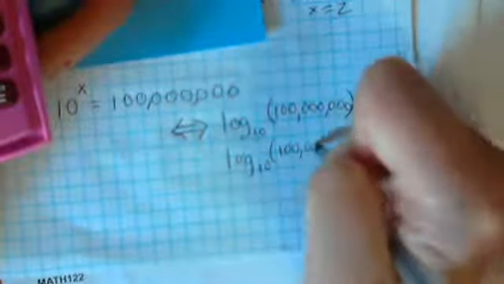And the answer is 8 times. 10 to the 8th power equals 100 million. So log base 10 of 100 million is like asking yourself 10 to what power, here's the what, it's 8, makes 100 million.